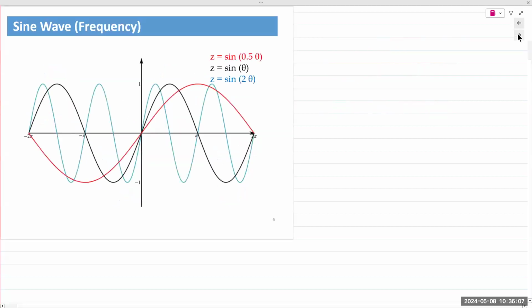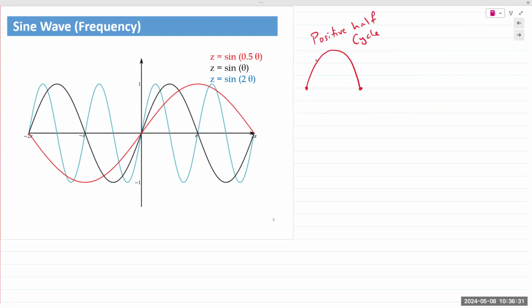Then come to frequency. If you look at any sinusoidal waveform, it starts at 0, goes to a positive peak, comes back to 0. We call this the positive half cycle. And then it goes negative and then comes back to 0. And we call this the negative half cycle.